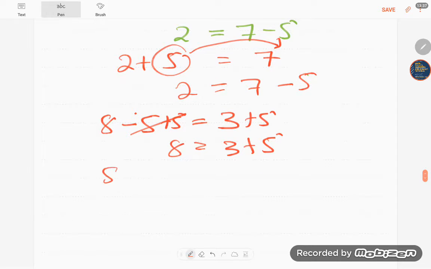Similarly, I've got an 8 minus 5, okay, equals to 3. If I want to move the 8, I need to subtract the 8. Why? Because the 8 is adding, okay? Because it's a plus here. It's a silent plus. It's a plus 8.